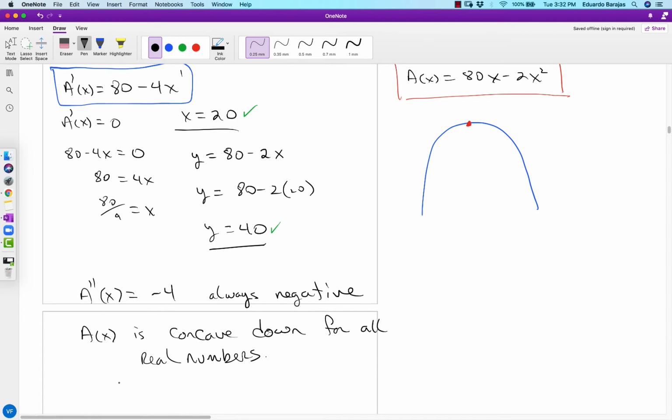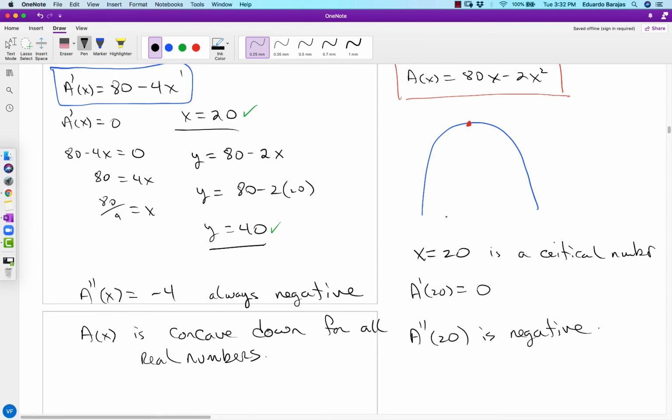And we've already established that x equals 20 is a value such that the first derivative equals 0. So x equals 20 is a critical number. A prime, not F prime, A prime of 20 equals 0, and A double prime of 20 is negative. So all that coupled together allows me to conclude that x equals 20 is a local maximum. And because it's a local maximum, then we've established that it is the value that maximizes area. Good. So we have our answer. This confirms that this is true.